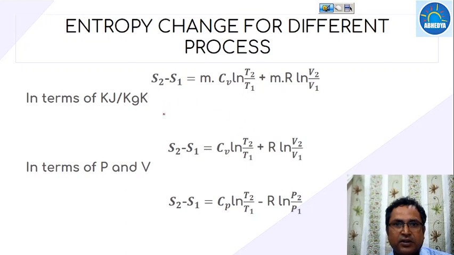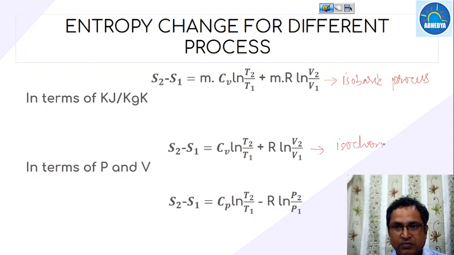So now we have calculated the entropy changes for the different processes. S2 minus S1 is equal to mCv. This is for the isobaric process, this is for your isobaric process, this is for isochoric.